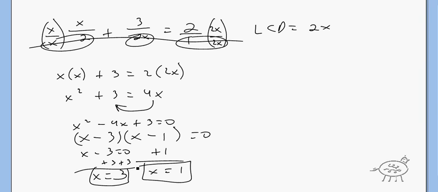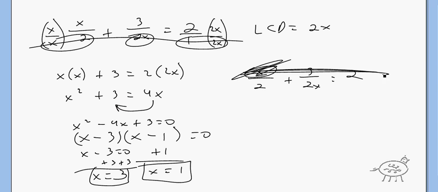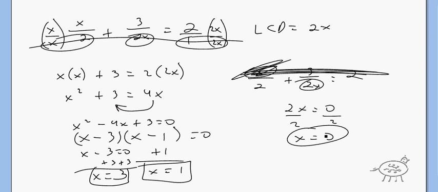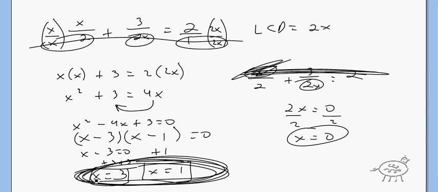So what can't x be? Look at the original problem: x over 2 plus 3 over 2x equals 2. What can't x be? Well, I don't care about the top here. That doesn't matter. Tops don't matter at all. I'm just looking at the bottom. So 2x equals 0. Divide by 2. X is 0. So that's what x can't be. Are any of these 0? Nope. So my answer is 3 and 1. Okay, that's it. Not too bad.